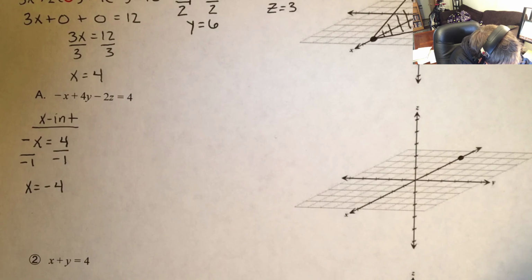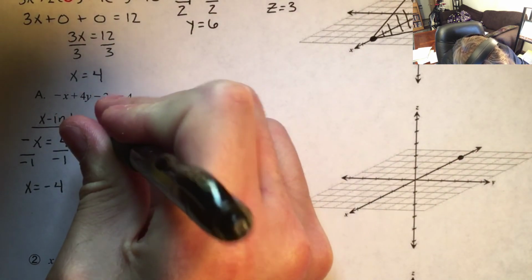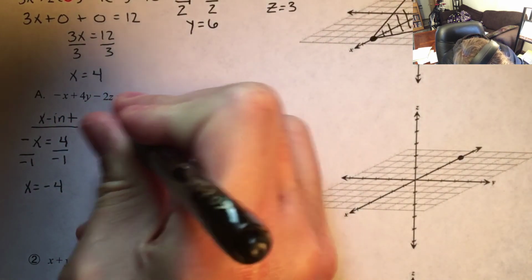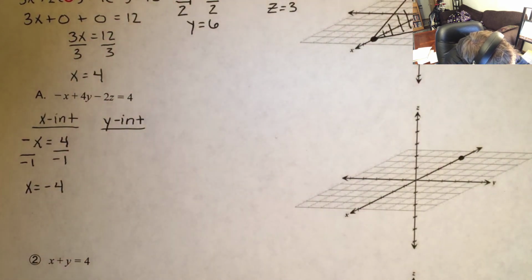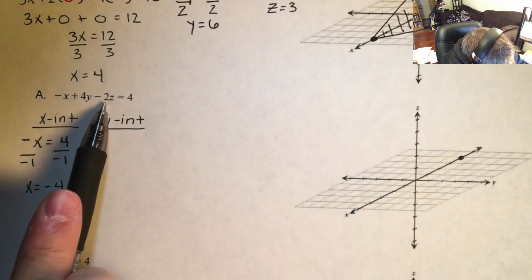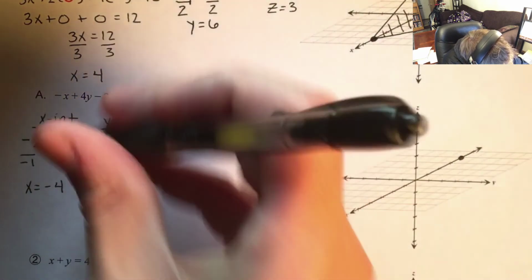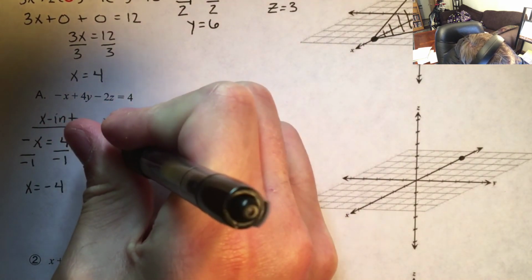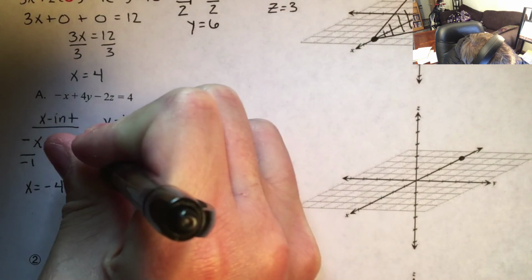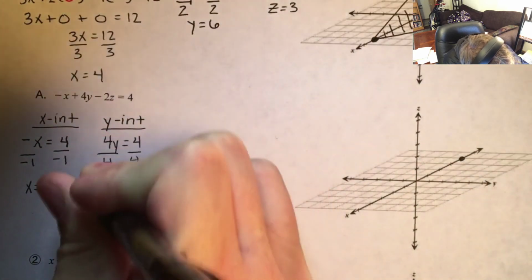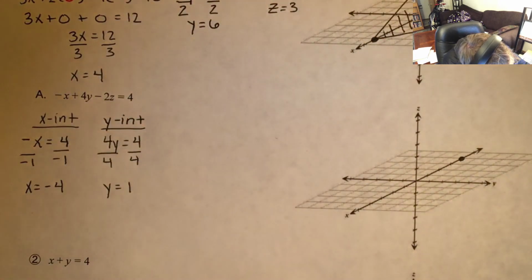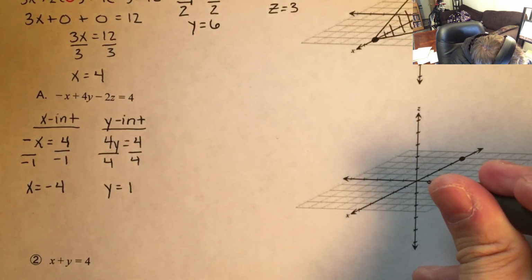Okay, and then the next one I'm going to have is the y-intercept. Okay, and so then this one here is going to be, well, I know the x is 0 and the z is 0, so all that's left is 4y is equal to 4. And then I can divide by 4, and y is going to be equal to 1. So then this is y value 1.